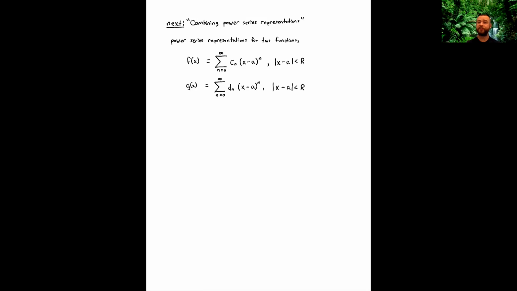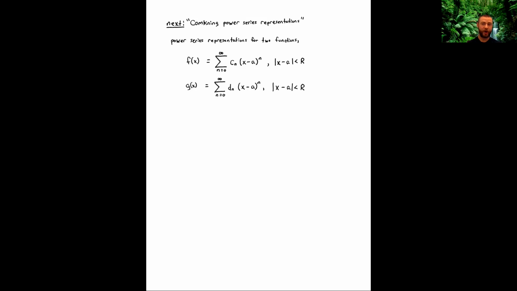All right, now this next part is going to get towards kind of a theorem that applies to manipulating power series representations. And it starts off by supposing we have two functions. We'll be boring and just call them f of x and g of x. And we're going to suppose that they each have a known power series representation.